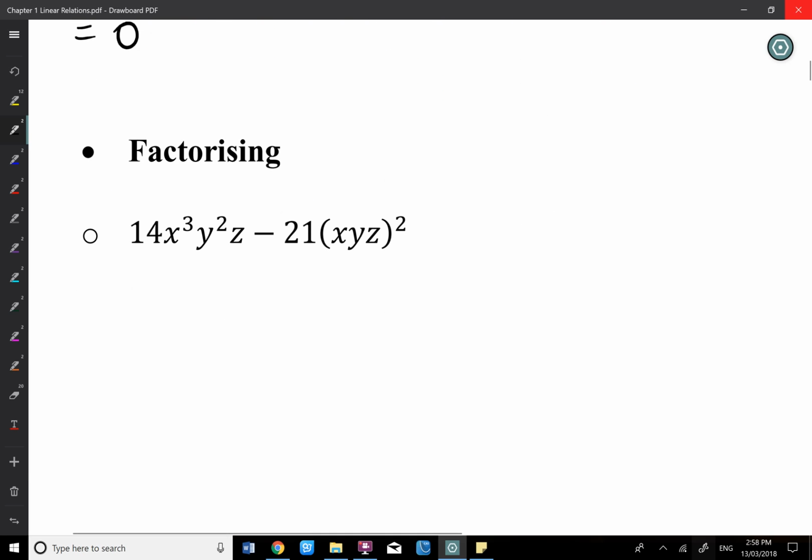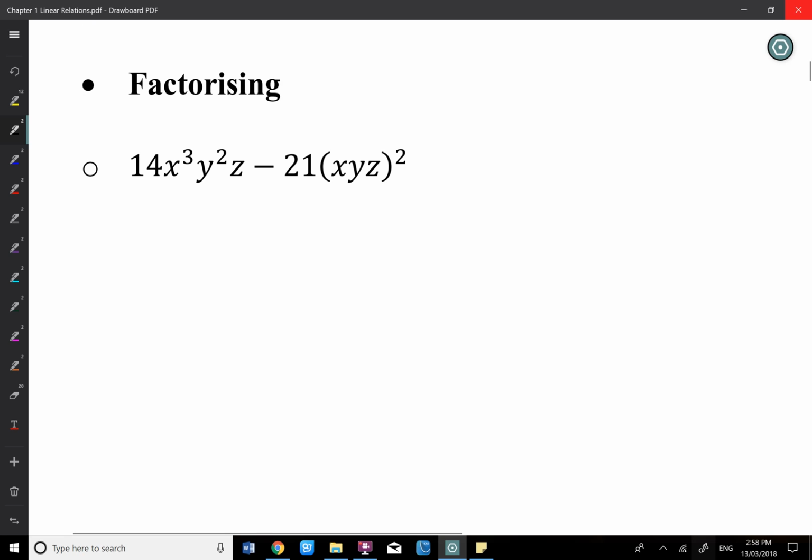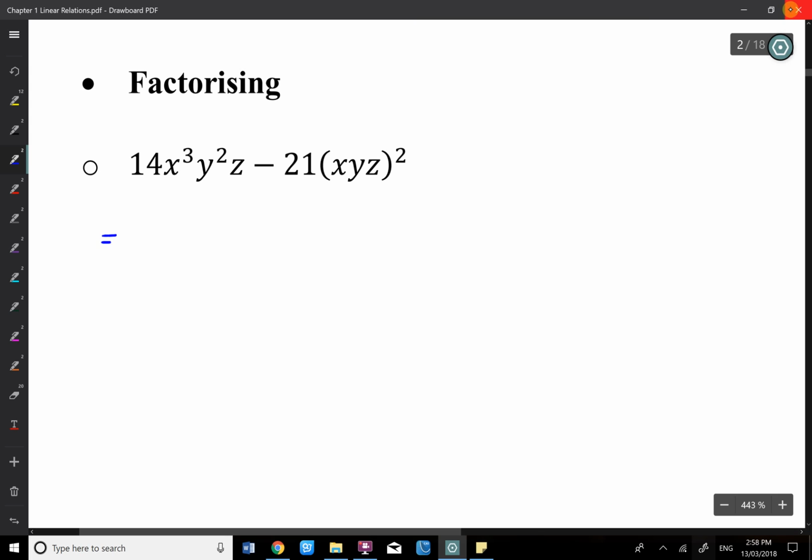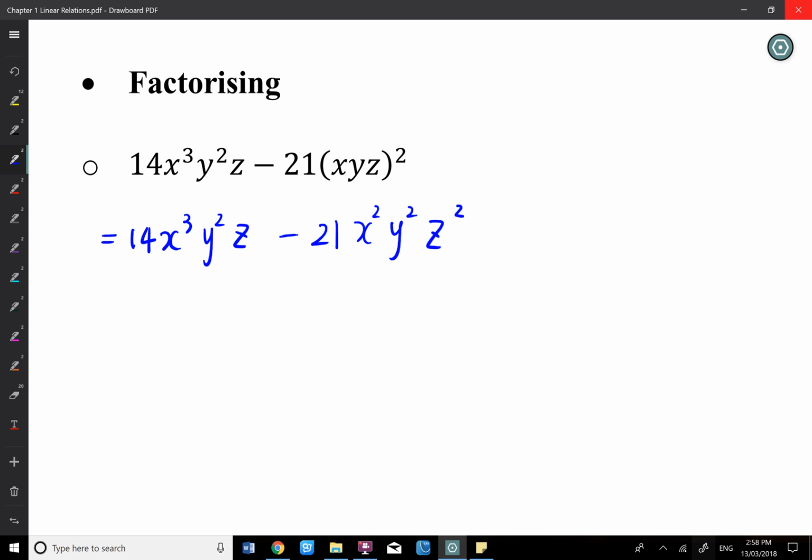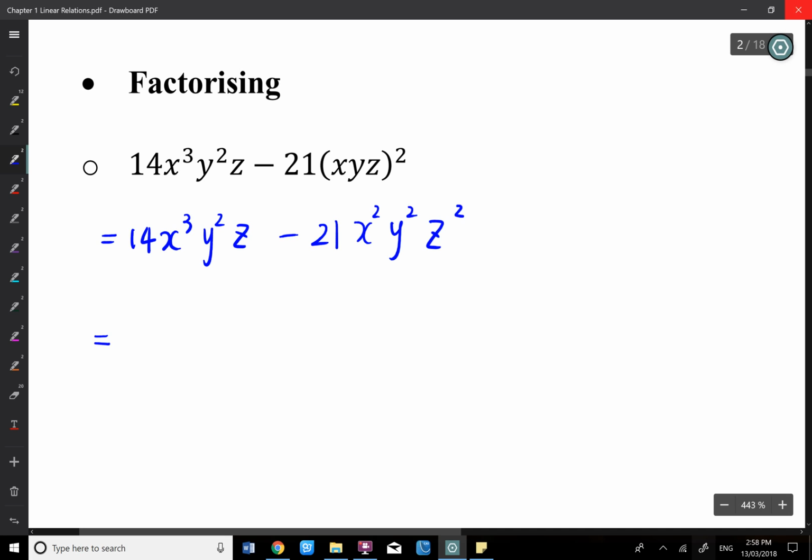Okay, factorize. Well, before we do factorize, I want you to expand everything first. So 14x cubed y squared z minus 21x squared y squared z squared. That's after we learn indices, right? And then we look at what we have in common for both terms. A 14 and a 21, what do we have in common? 7. How many x do we have in common?